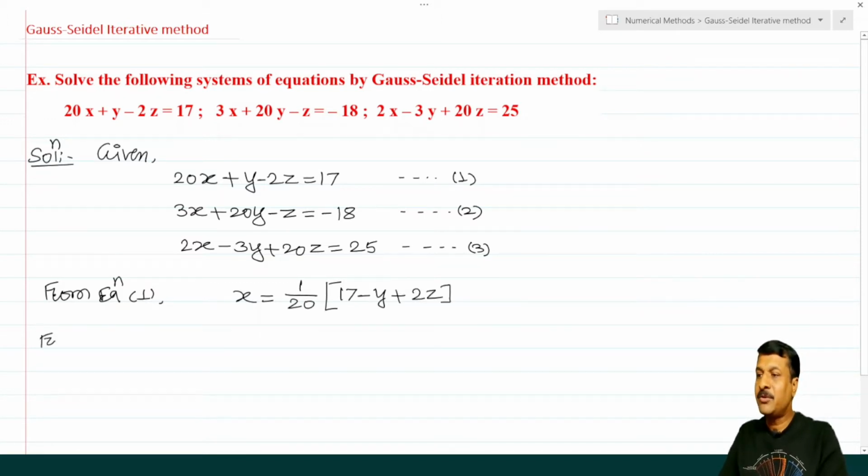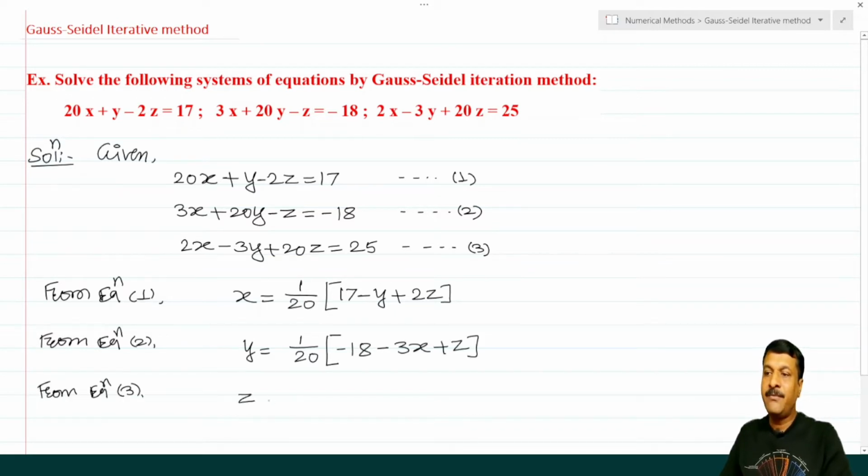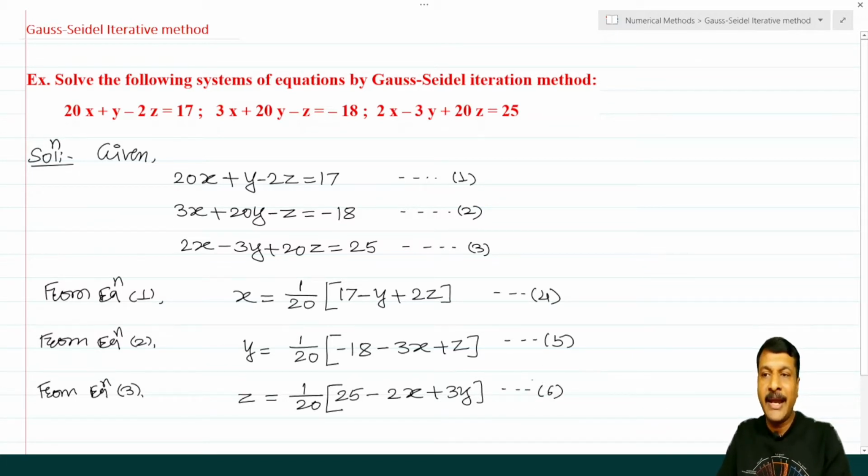From equation 2, the value of y equals 1 by 20 times the bracket minus 18 minus 3x plus z. And from equation 3, the value of z equals 1 by 20 times the bracket 25 minus 2x plus 3y. So denote these equations by 4, 5 and 6. Up to the end we require these values of x, y, z.